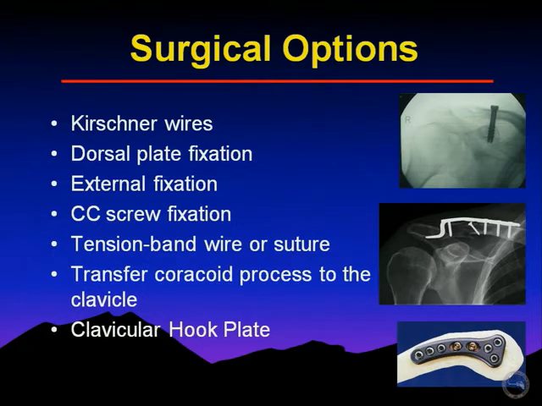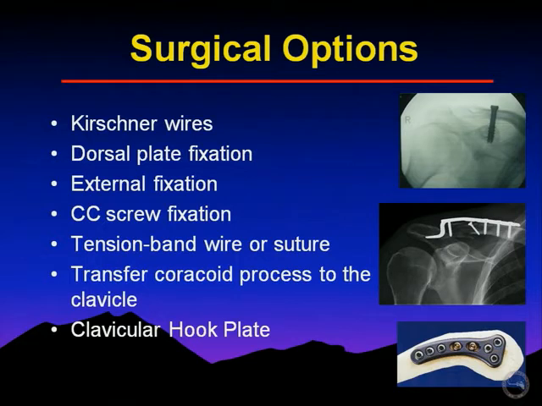There's a variety of different techniques which have been described in the literature. Everything from K-wires, plate fixation, external fixation has been described, CC screw as you see here, some type of tension band or suture, transferring the coracoid process to the clavicle is even described, or a hook plate. I think now with modern plates that are designed for this, can be utilized. The hook plates may have a role, though, as we'll go into.